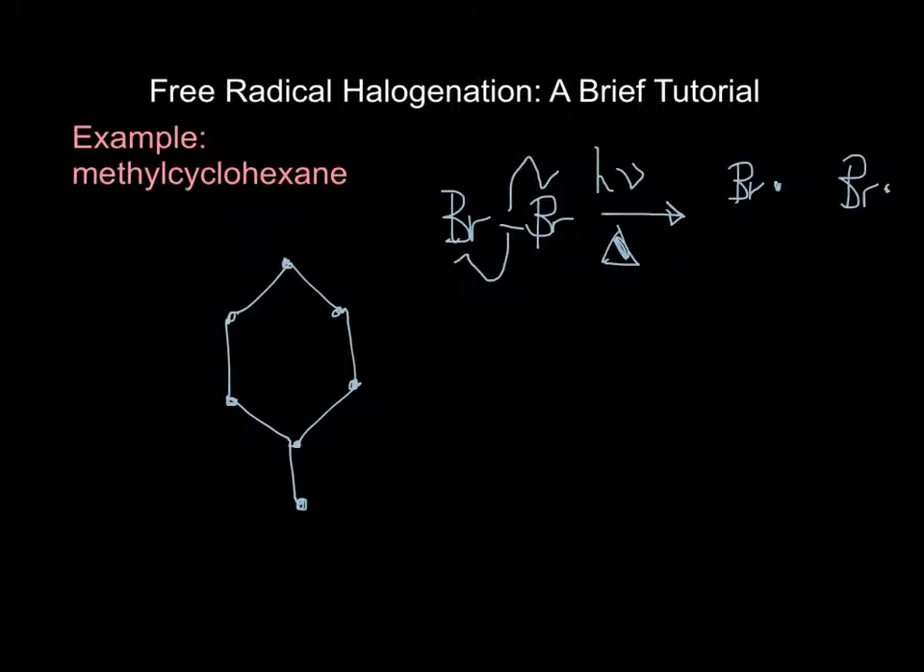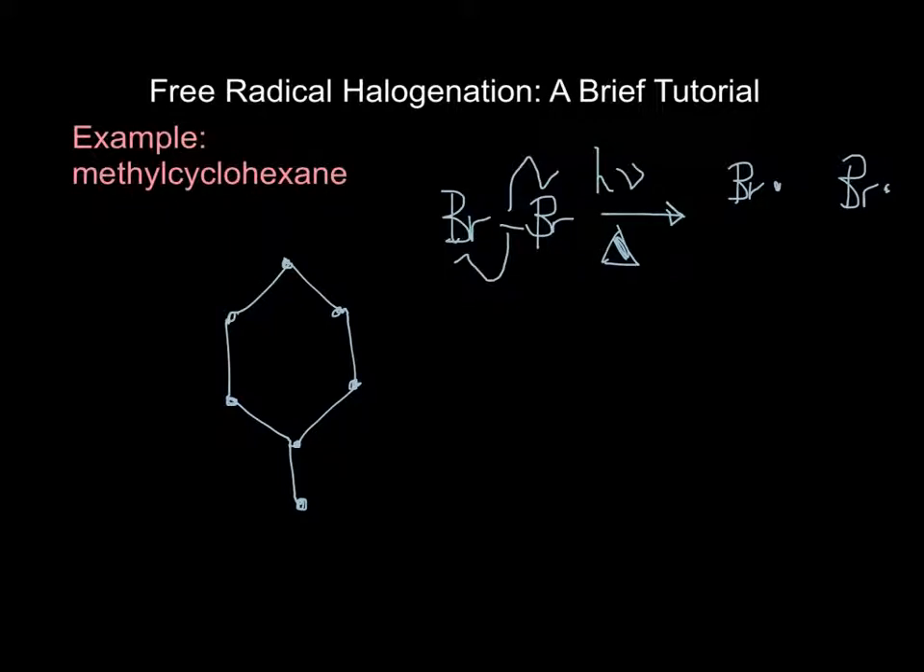If we look back here at methyl cyclohexane, how many different types of hydrogens do we have? The answer is 3. We have a methyl group, which will have 3 hydrogens on it. We have these methylene groups. They're 5 carbons, each with 2 hydrogens. And then we have this carbon here, which is a tertiary carbon with a single hydrogen on it.